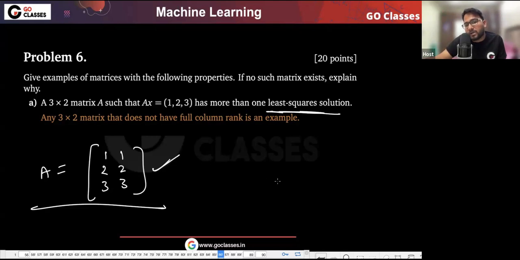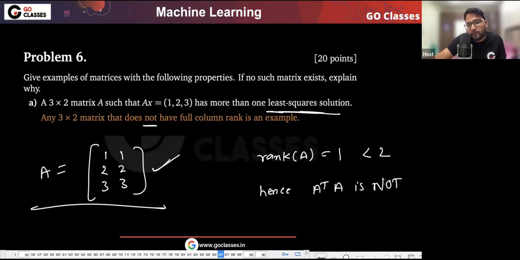Then the rank will be less than n because it does not have full rank, right? So rank of A is basically 1, which is less than 2, right? So hence A transpose A is not invertible. Hence infinite solutions, infinite least square solutions, right?